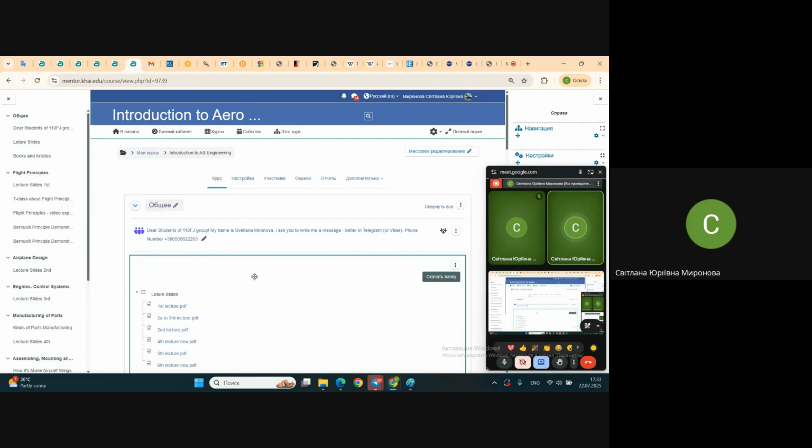Now, as far as I understand, you already don't need it. You have already selected your future somehow. So you don't have to select which department will be your native department next.